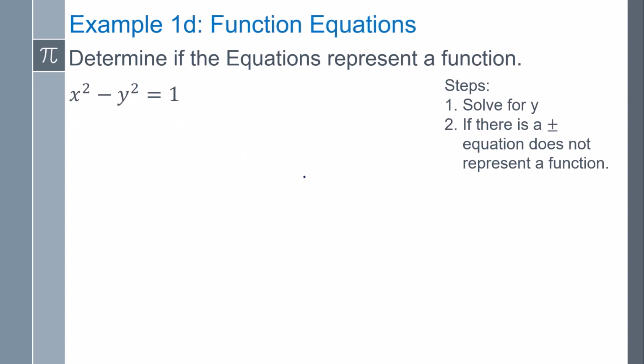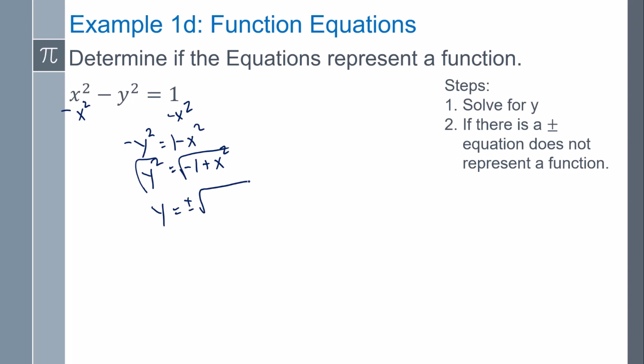For this one right here, subtract x squared, divide by a negative, square root both sides. Now that I took an even root, there is going to be a plus or minus. And so because there is a plus or minus, it is not a function.